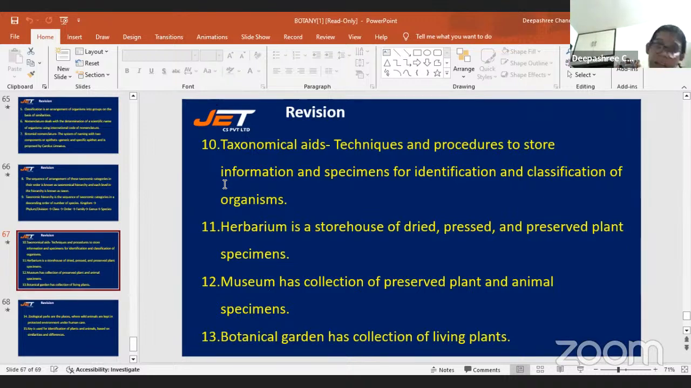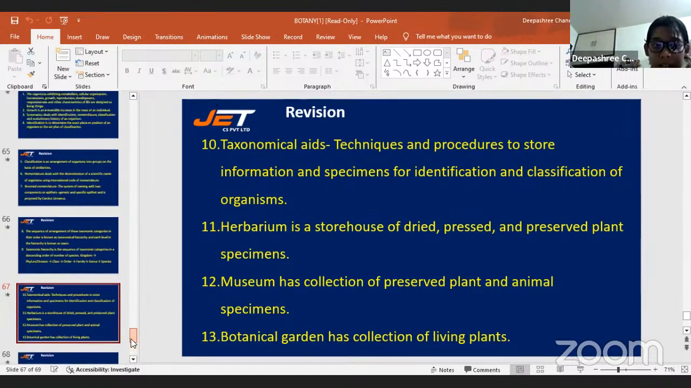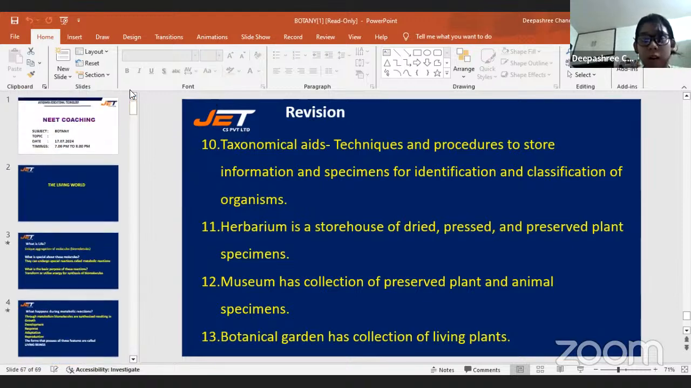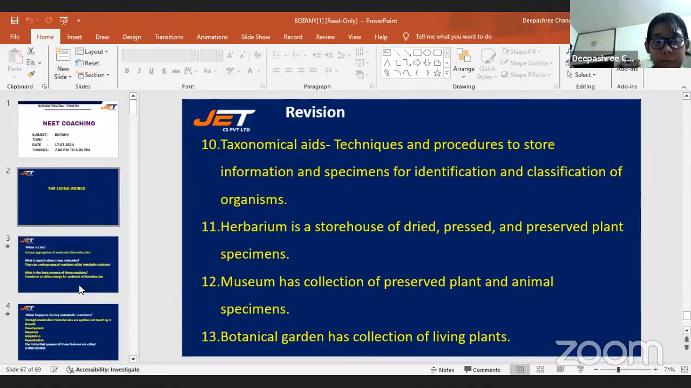Apart from this, we have seen different monographs and other stuff. Okay, so is this entire chapter clear, or is there anything, any doubts you want to ask me? You can just ask.